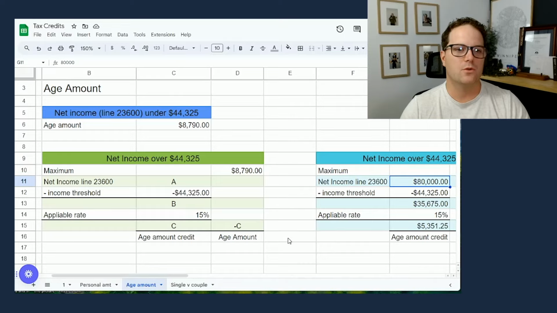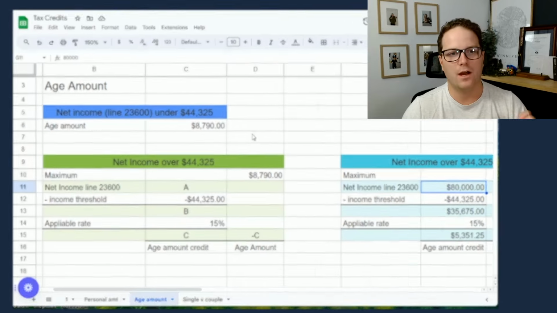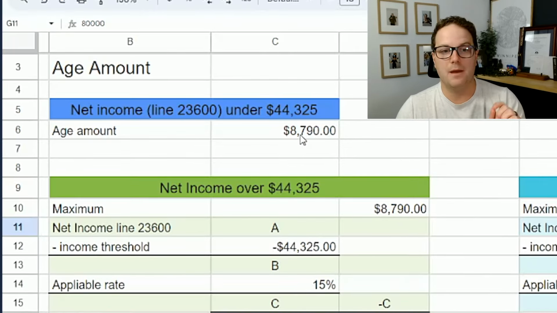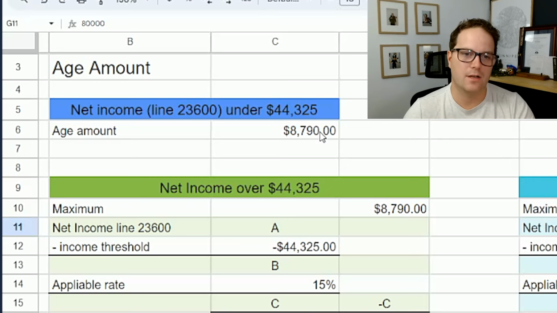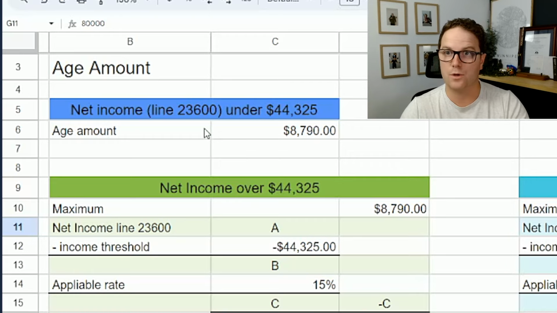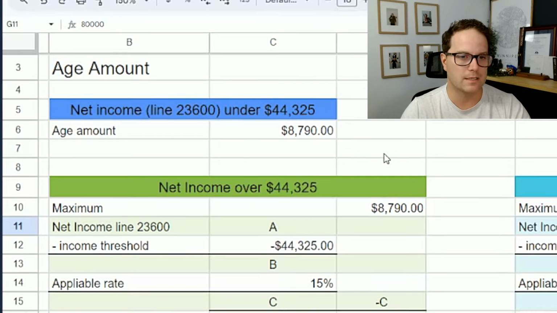So once again, let's jump into the software and figure out how much you'll actually get if you're in between that threshold. So the age amount, like I mentioned before, if you're under $44,325 of income, is the maximum, which is $8,790. Now, just to be clear, your net income is line 23600 on your tax return. That's where you're going to want to look to figure out what this number is.